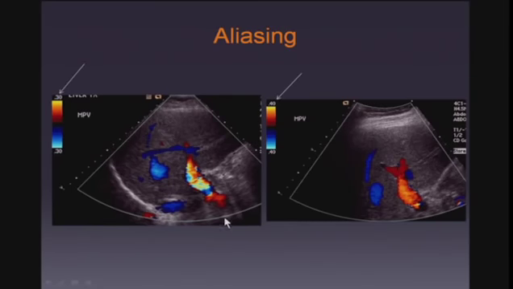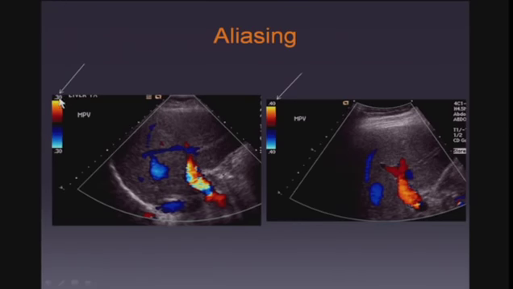Aliasing. Aliasing is the artifact that you see in the image on the left here. This is the portal vein, and you see blue and yellow color within the portal vein. Does this represent reversal of flow? It does not. The reason you're seeing blue and yellow color is that the velocity range is above the peak set by the color scale on the left here.